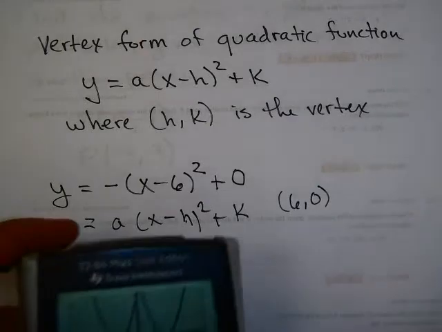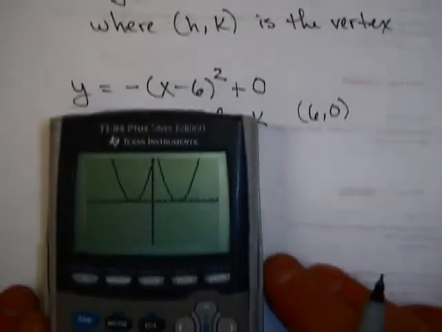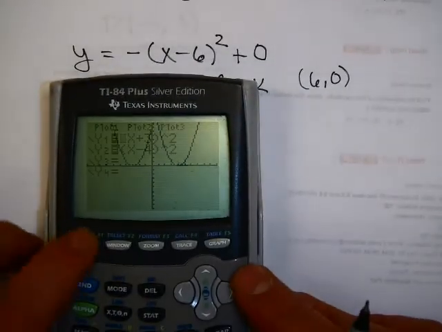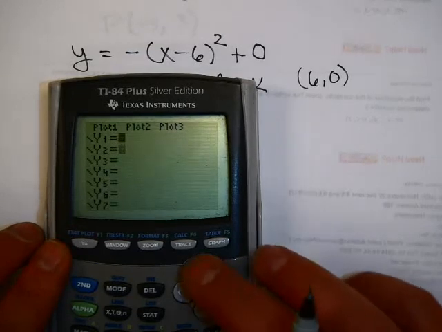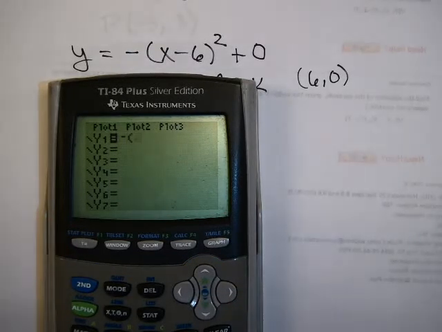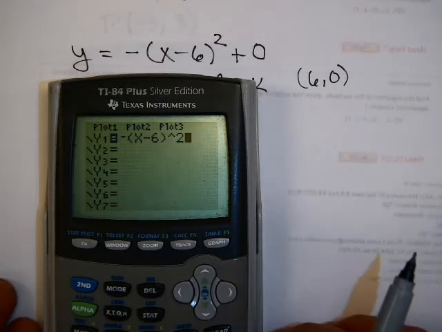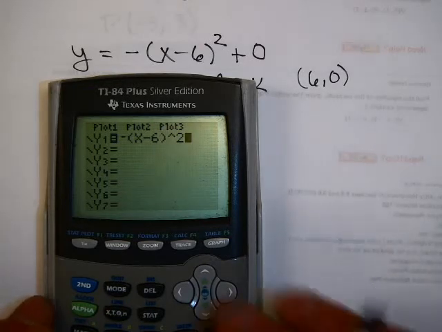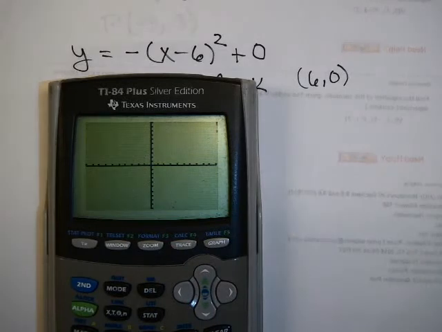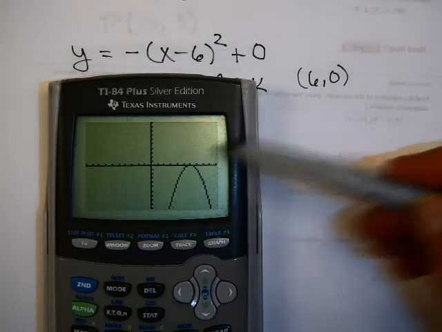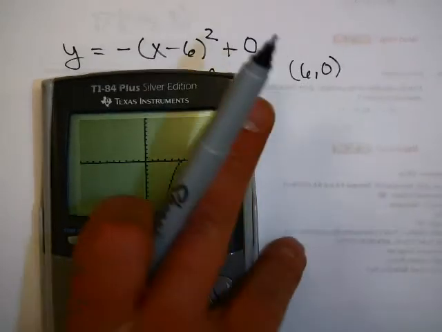So the vertex should be at (6, 0). Let's take a look at this graph. I'm going to try to graph it on my graphing calculator. So I'll clear this out. I'll put minus (x minus 6) quantity squared. Okay, I don't have to put the plus 0. I'll use a standard window. And you can see the vertex is at (6, 0), just like we predicted.